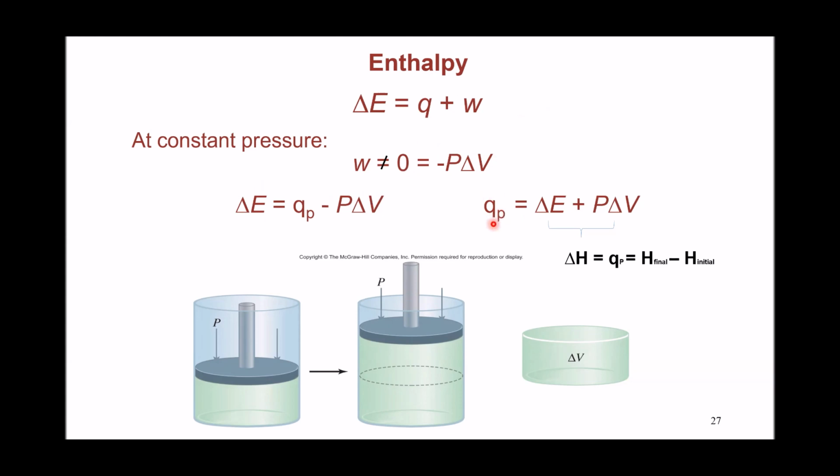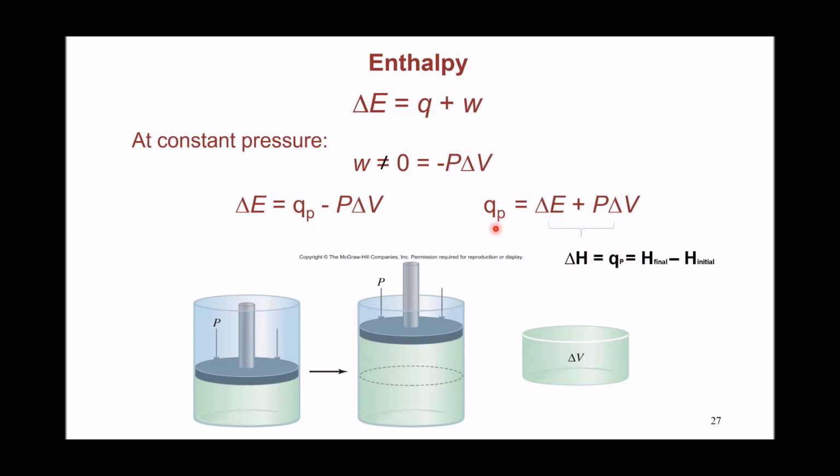So the heat transfer that you will experimentally measure is going to be the sum of the change in internal energy plus the P delta V product. So that term here is a different value than the change in internal energy alone. It's going to be a different amount of heat transfer that you will measure in this case. And that amount of heat transfer, which is the sum of the change in internal energy plus P delta V, is going to be a new property, which is the change in enthalpy for the system.